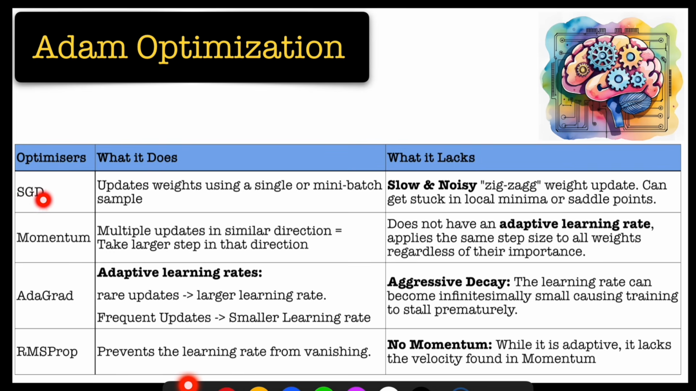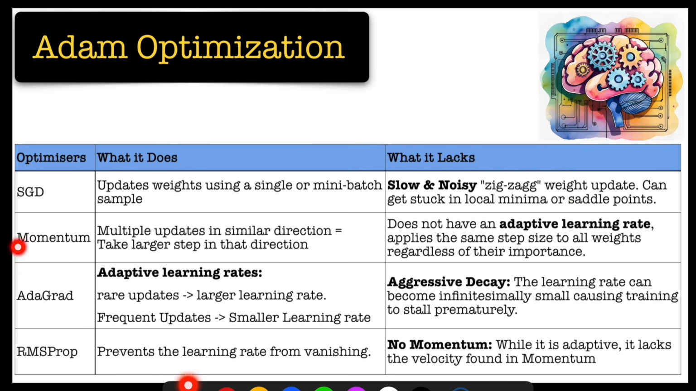SGD, or stochastic gradient descent, updates weights using a single or mini batch sample. If we have a huge data set, it divides the data set into multiple small batches, and one iteration is only for one mini batch. So this is one optimization you can say. But the problem with SGD is we still have slow and noisy zigzag weight updates, and it can get stuck in local minima or saddle points.